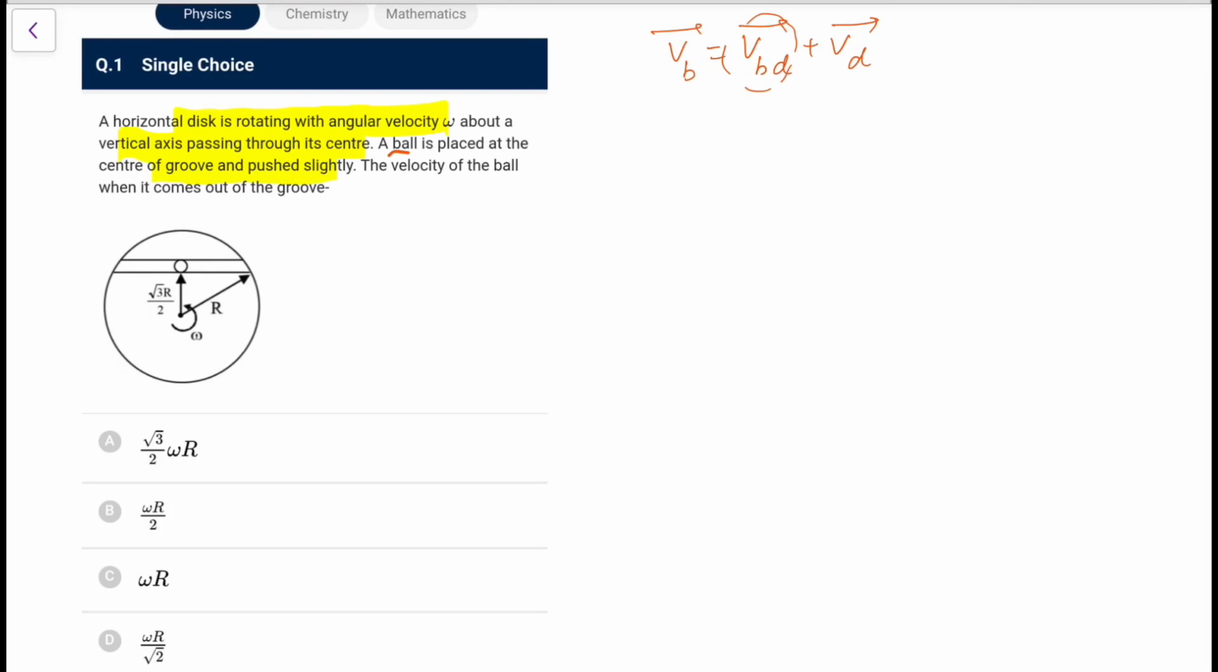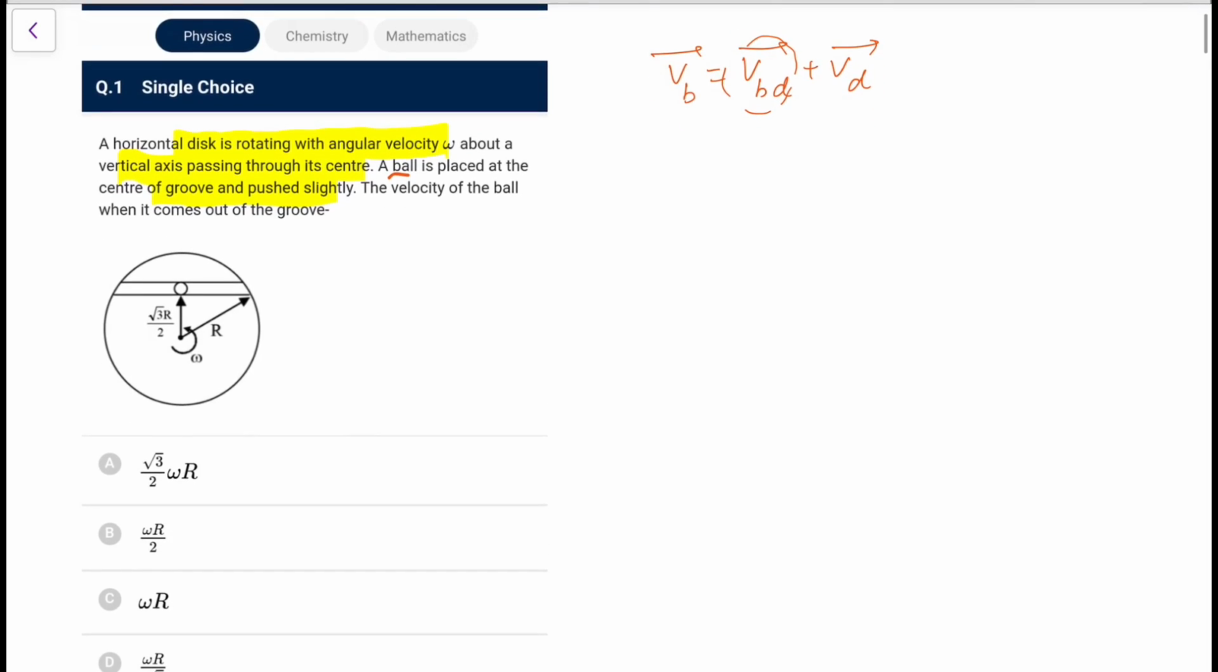Because, when we go into the frame of the disk, let me draw it like this. Let's say the ball is somewhere here, slightly displaced by some distance x. So if I do it in the frame of the disk, the forces acting would be the pseudo force, which acts radially outwards, and that would be equal to m omega square r.